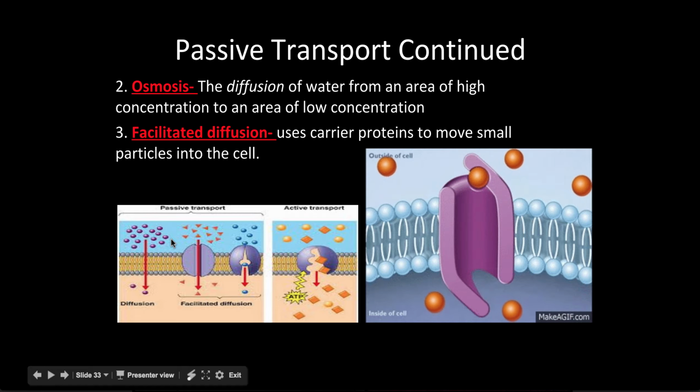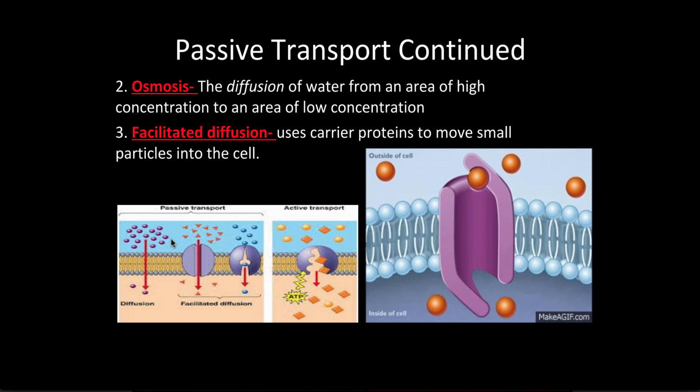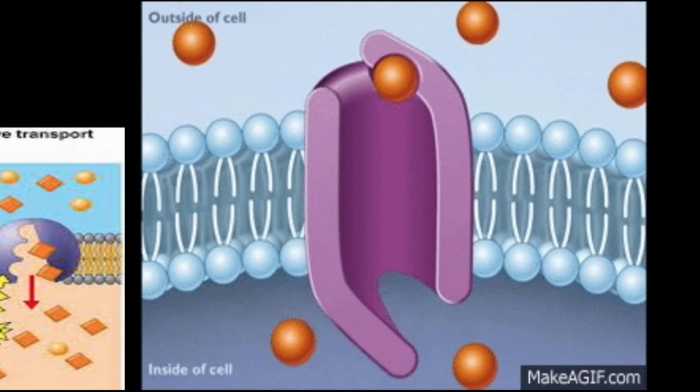The other two modes of passive transport would be osmosis, which is a diffusion of water. It's exactly the same as that other category, only talking about water moving from high concentration to low concentration through a membrane. And then the final one is facilitated diffusion, which is a little bit different.